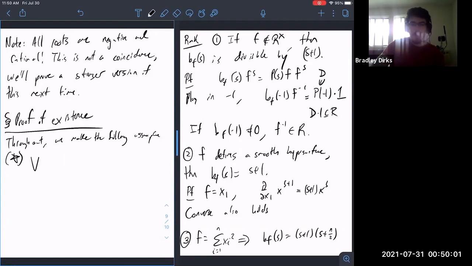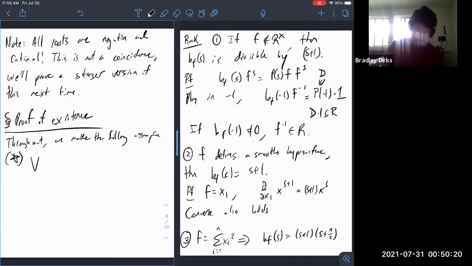When I was saying it's a fact, I guess I should have said it's a not very easy to see fact. There might be easier ways to show that 3 is the actual Bernstein-Sato polynomial.